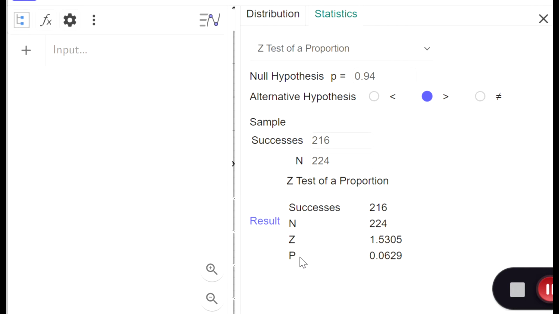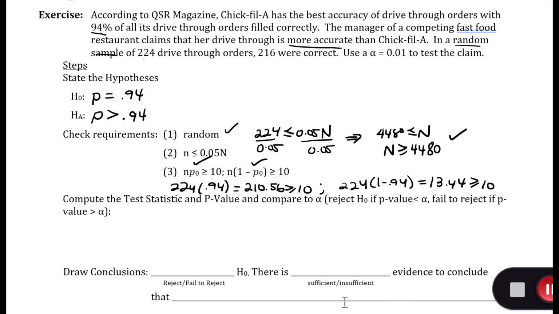So I want to write these down on the other sheet. My test statistic was z, and that was 1.5305, and my p was 0.0629.